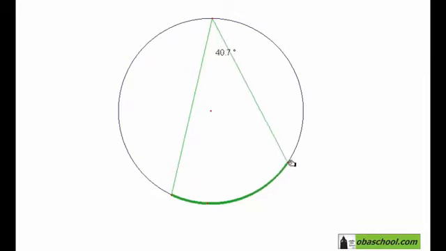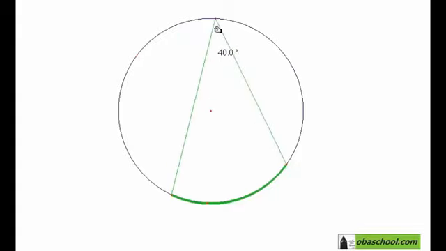If we change the arc on which it stands, the angle changes as well. If we now move this around the major arc, see that the angle remains the same. So as we move around the major arc, the blue arc, the angle stays as 40 degrees.